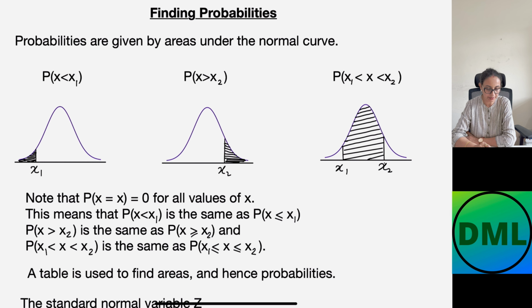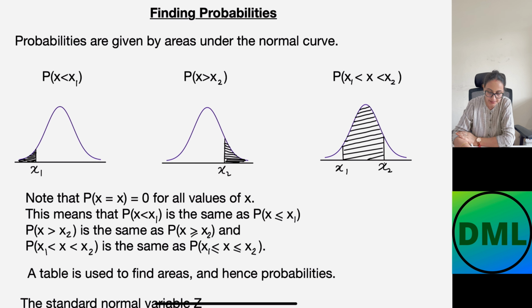Finding probabilities. Probabilities are given by areas under the normal curve. We know that in the normal distribution, the curve is symmetrical about the mean. Probability of x less than x1: the x1 value is somewhere here and you are talking about this value. Probability that x is greater than x2: the value x2 is somewhere here and you are talking about this part.